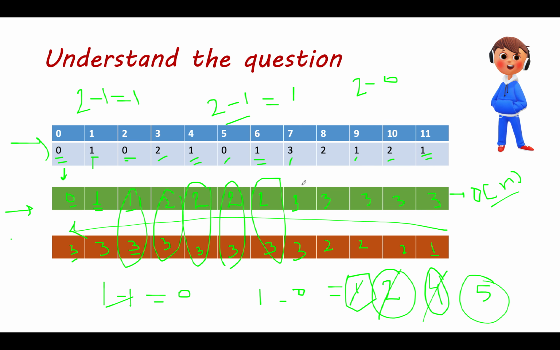Let's continue the process. We have 3 comma 3. The minimum value out of these two is 3. The current height is 3. No addition in the answer will happen because 3 minus 3 is 0. Let's continue the process. Out of 3 comma 2, what is the minimum value? 2. What is the current height of the bar? 2. 2 minus 2 is 0. No addition in the answer.